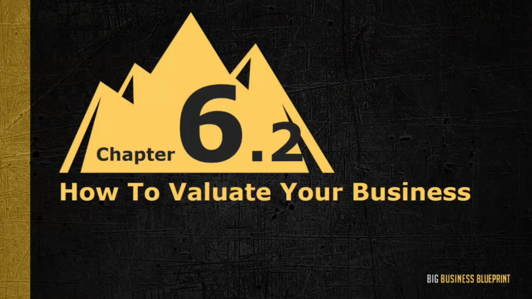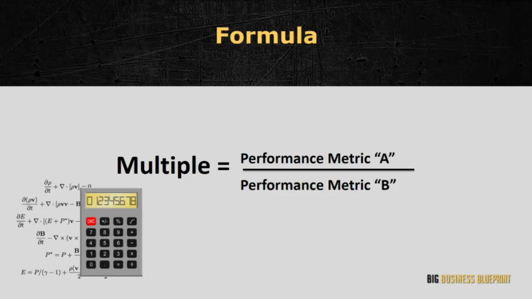Okay, how to evaluate your business. A multiple is calculated as multiple equals performance metric A over performance metric B. A multiple can be used to show how much your business is worth in the market and how much you'll be able to make by selling your business away. For example, using the P over E ratio, if you plan to sell your company at 12x multiplier, how much will the price be? Or how much should your company be earning before you sell it away?